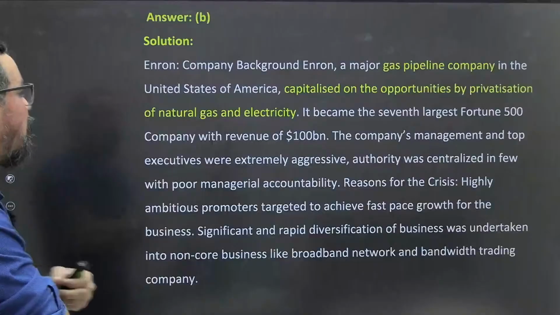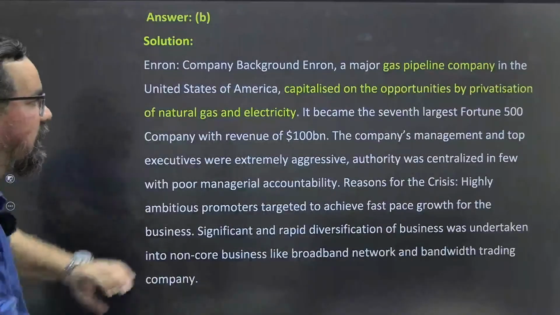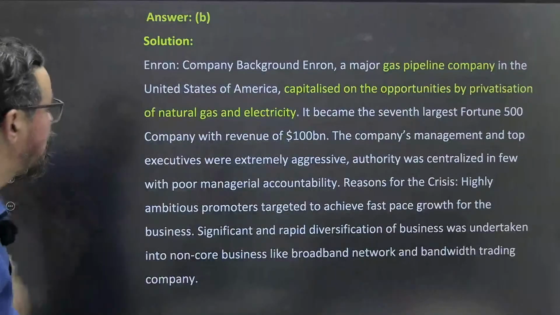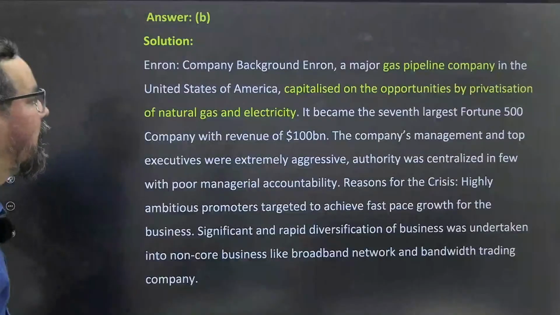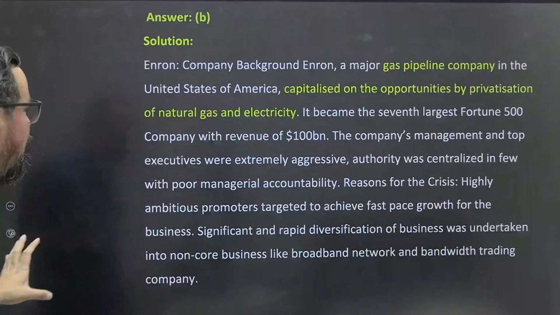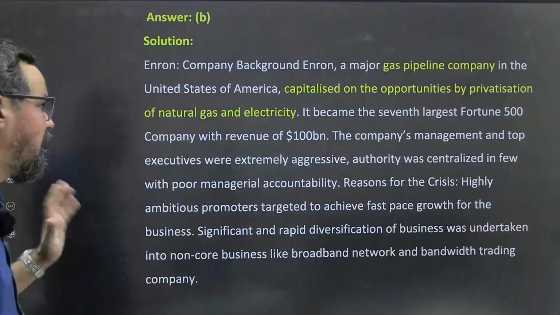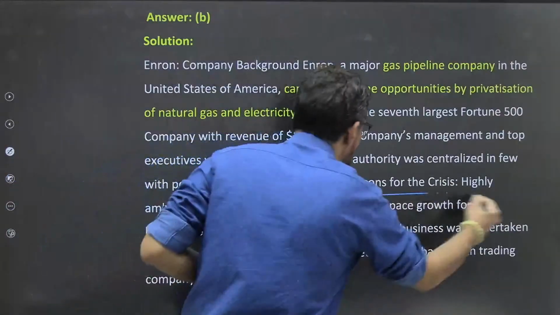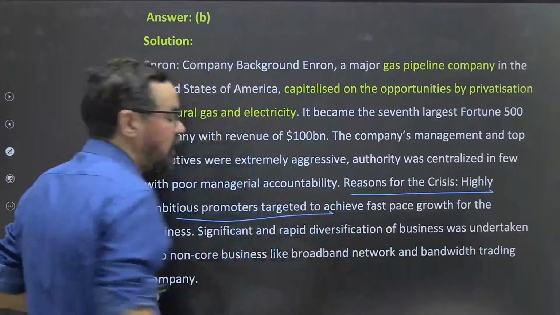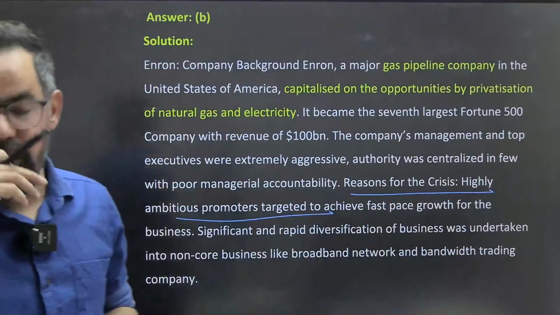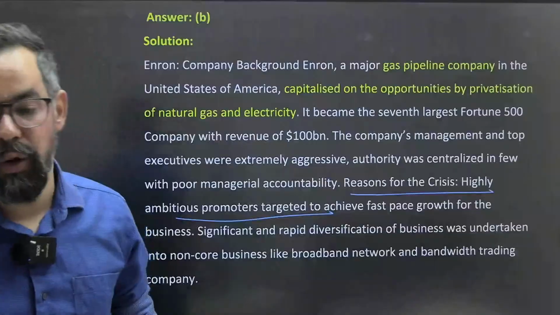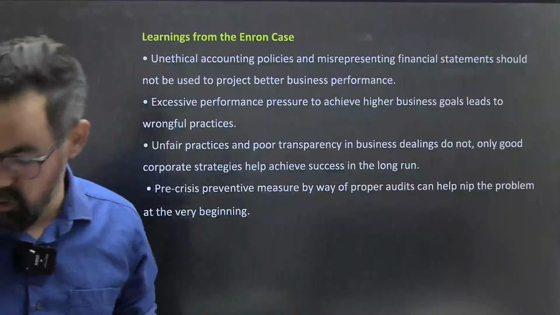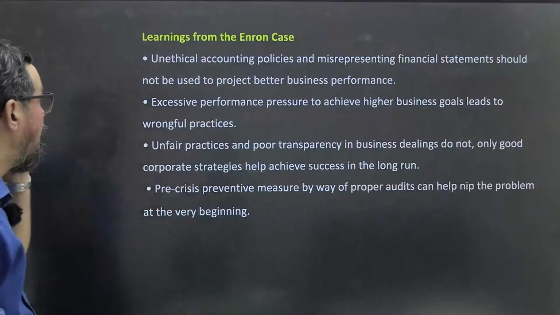Company background: Enron, a major gas pipeline company in the United States of America, capitalized on the opportunities of privatization of natural gas and electricity. The issue they faced was that they rapidly entered other businesses where they did not have expertise, and they manipulated some books also, right? Next one, guys.